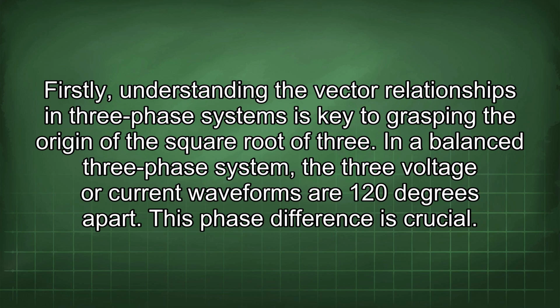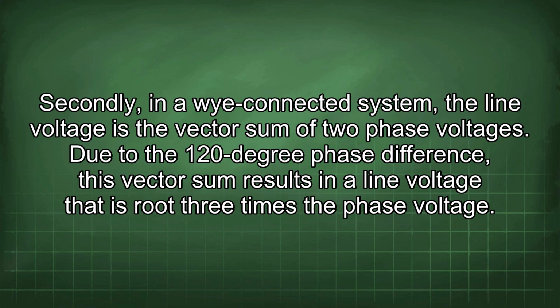Firstly, understanding the vector relationships in three-phase systems is key to grasping the origin of the square root of 3. In a balanced three-phase system, the 3 voltage or current waveforms are 120 degrees apart. This phase difference is crucial. Secondly, in a Y-connected system, the line voltage is the vector sum of 2 phase voltages.